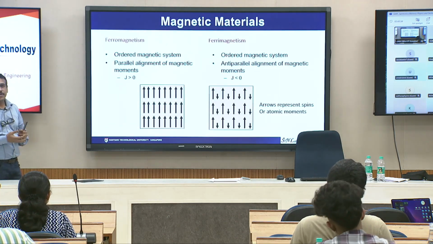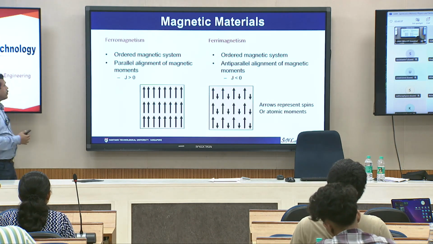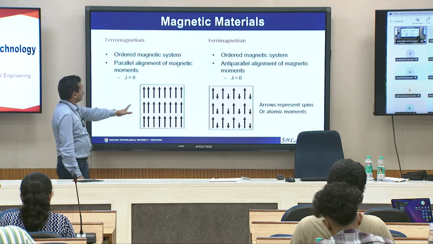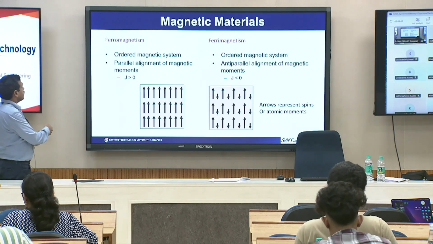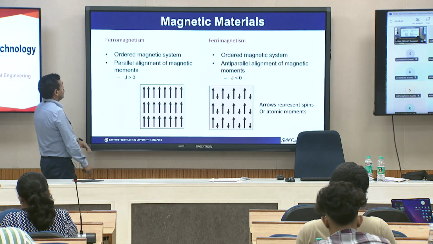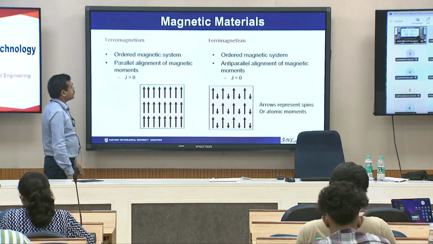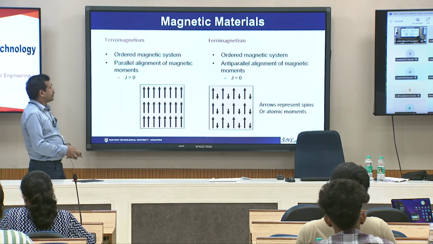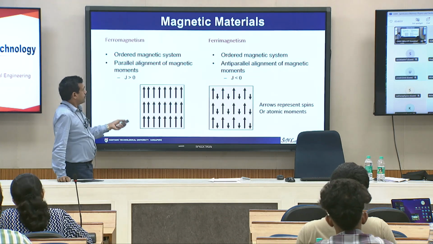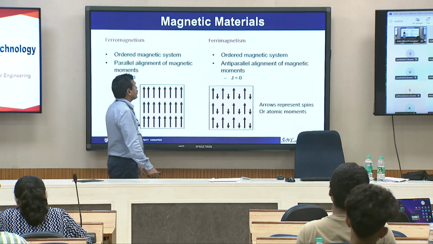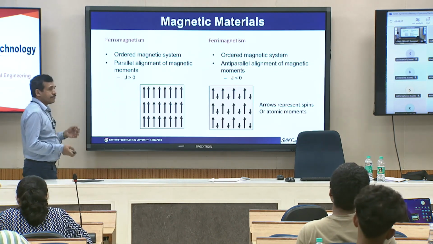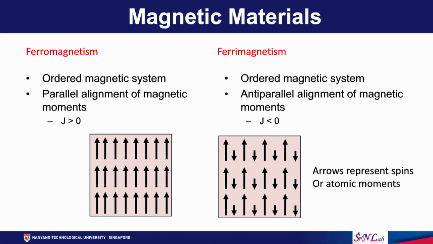So, we learnt about ferro and ferrimagnetism. In ferromagnetism we learnt that the neighboring moments will be parallel to each other and J is positive, and this is an ordered magnetic system. And in ferrimagnetic system we learnt that J is negative. So, the neighboring spins are anti-parallel, but they are of different magnitudes. So, there is a net magnetization. So, this is something that we already learnt.